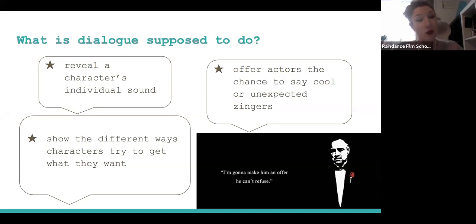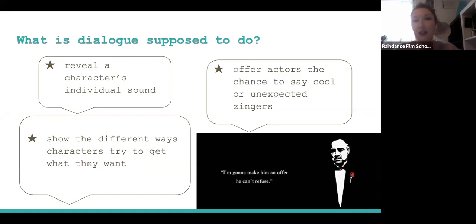The dialogue can also show the different ways the characters try to get what they want, because usually characters want something, or they want to defend something that they already have. Through the dialogue, they can negotiate that very, very well.